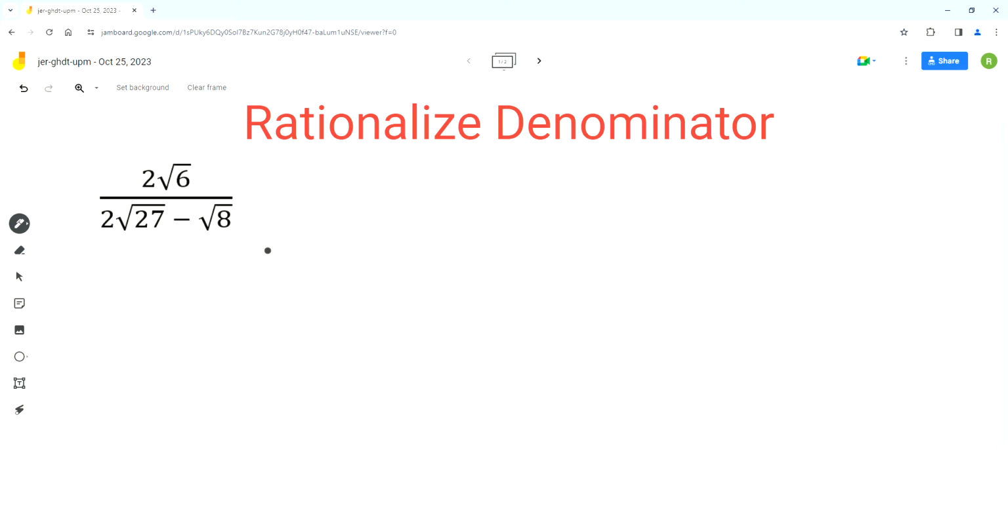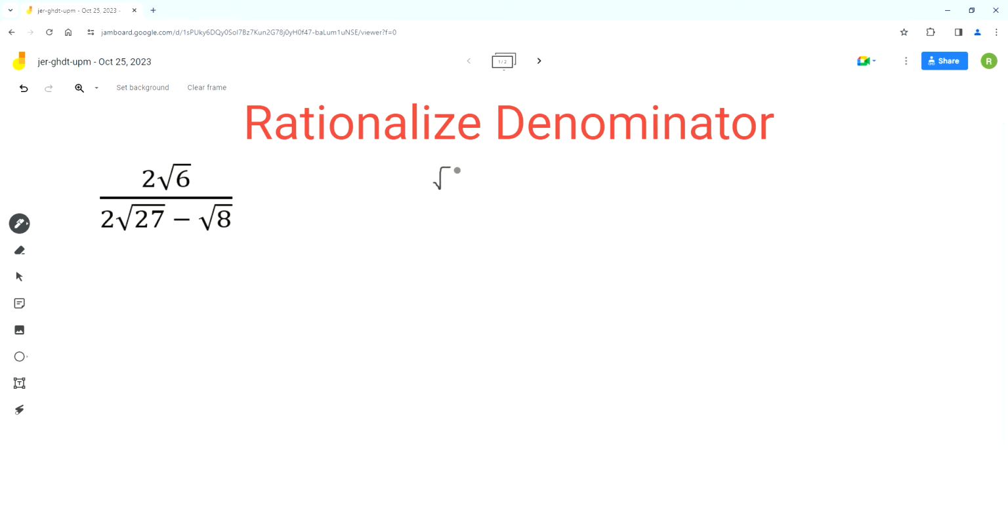So the first step here is to simplify the radical terms in this expression if possible. Now in the numerator, the term is 2 square root of 6 and we cannot simplify square root of 6 because the prime factors of 6 are 2 and 3 and we won't be able to simplify square root of 2 times 3. But let's see if we can rationalize or simplify square root of 27.